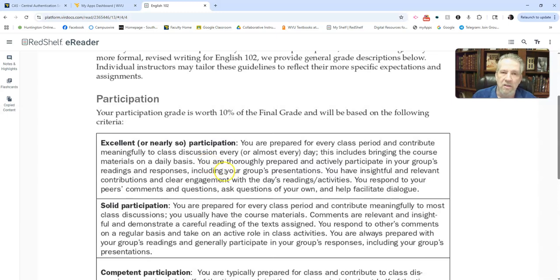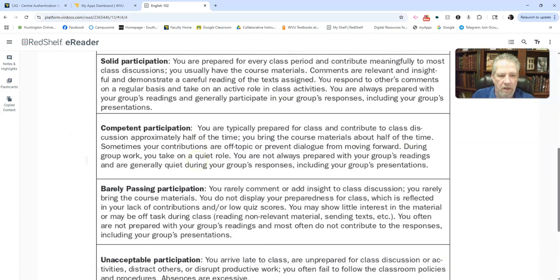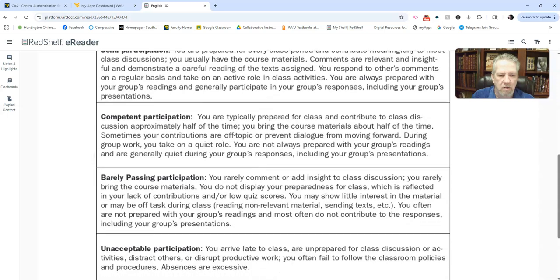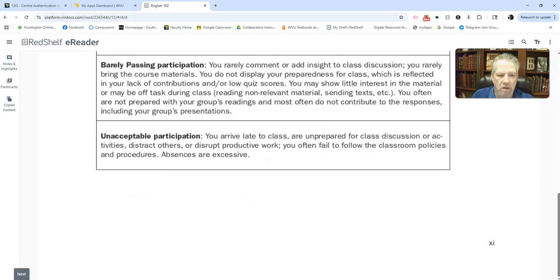With an online class, that's basically doing the work you're supposed to do in a timely fashion. In other words, turning everything in when it's due and doing work every week to show that you are actively involved. All of that will lend itself toward this grade, whether it's excellent, solid, competent, or whatever. You can equate excellent to A, then B, C, D barely passing, and unacceptable being F. But that's only 10% of your overall grade.